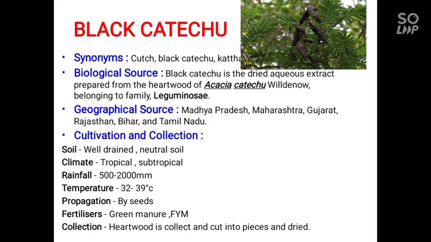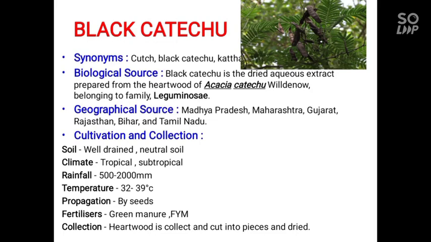Geographical source is Madhya Pradesh, Maharashtra, Gujarat, Rajasthan, Bihar and Tamil Nadu. Cultivation and collection. Soil is a well-drained and neutral soil. Climate required for black catechu is tropical and subtropical. Rainfall is about 500 to 2000 mm. Temperature is 32 to 39 degrees Celsius. Propagation by seeds. Fertilizers used for black catechu are green manure and FYM.